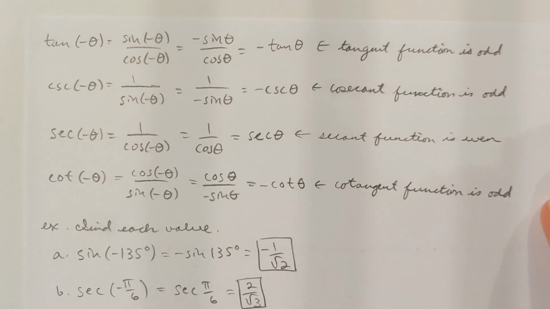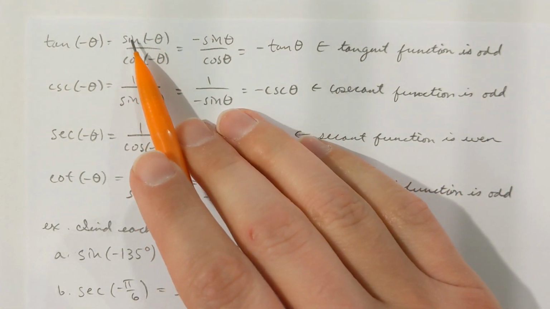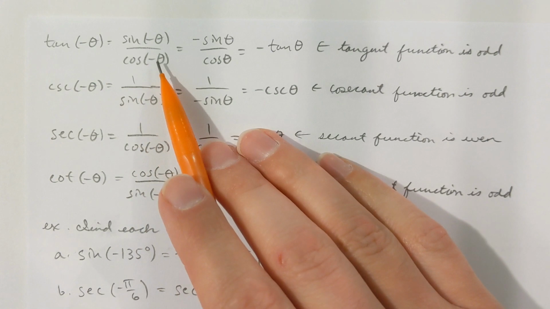Go to the next one here. Tangent of negative theta. Well, tangent of an angle is the same as sine of the angle divided by cosine of the angle, right?